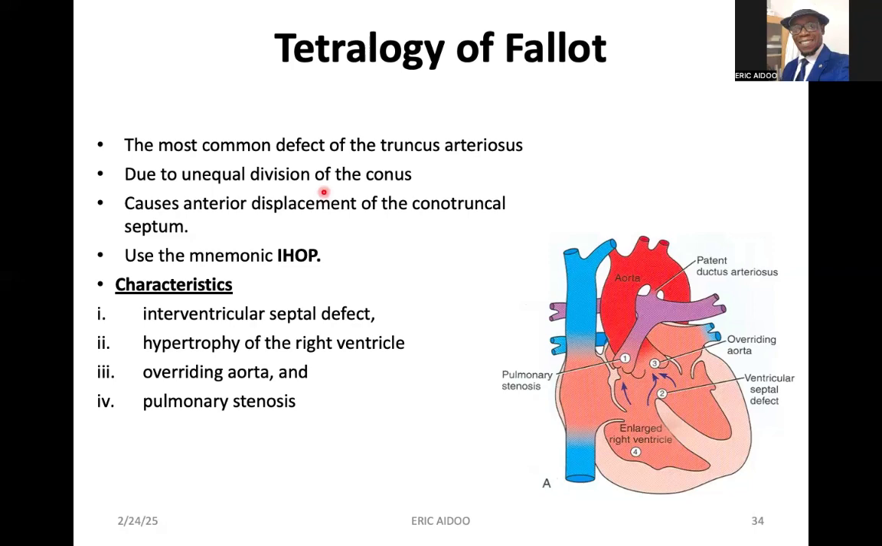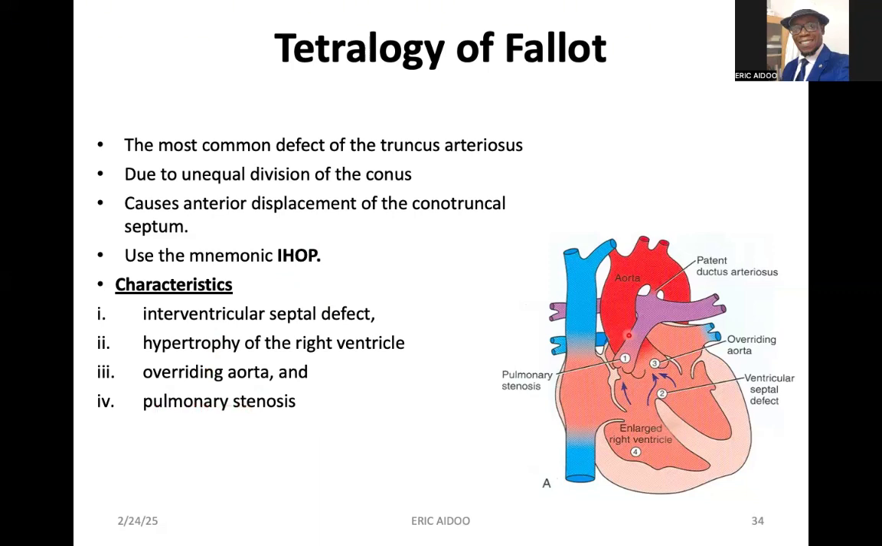But sometimes there's deviation of the aorticopulmonary septum more anteriorly and therefore causes one of the divisions to be wider than the other. So this causes anterior displacement of the conotruncal septum. You use the mnemonic IHOP, which will stand for, the I will stand for interventricular septal defect. Then hypertrophy of the right ventricle, the H here will represent the hypertrophy. O will represent overriding aorta, and then P will represent pulmonary stenosis.